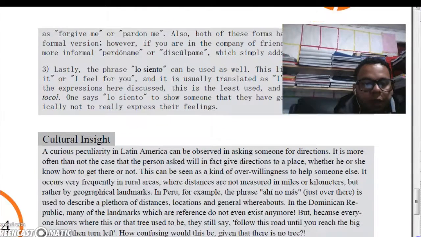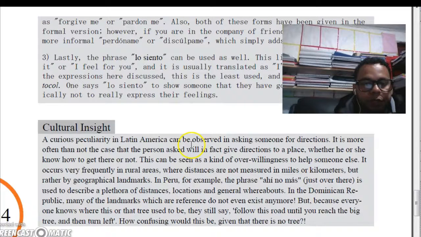Culture insight. A curious peculiarity in Latin America can be observed in asking someone for directions. More often than not, the person asked will in fact give directions to a place, whether he or she knows how to get there or not. This can be seen as a kind of overwillingness to help someone else. It occurs very frequently in rural areas where distances are not measured in miles or kilometers, but rather by geographical landmarks. In Peru, for example, the phrase allá no más, just over there, is used to describe a plethora of distances, locations, and general whereabouts.